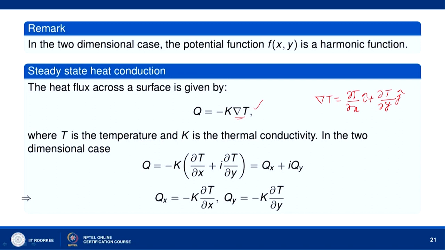When you write the complex form of this, del T can be written as del T over del x plus iota into del T over del y. This is the complex form of del T. And so q in the complex form is q x plus i q y, where q x is equal to minus k del T over del x, and q y is minus k del T over del y.